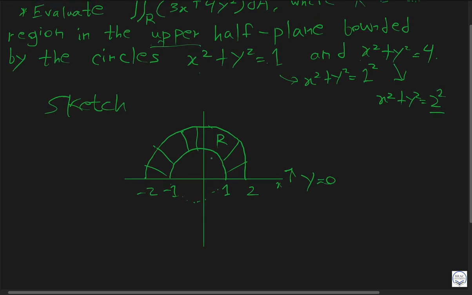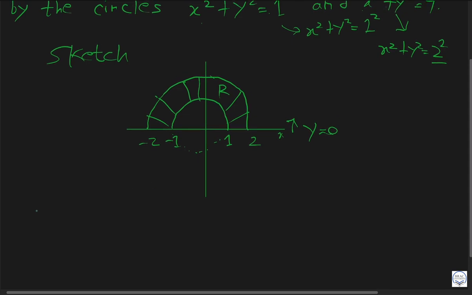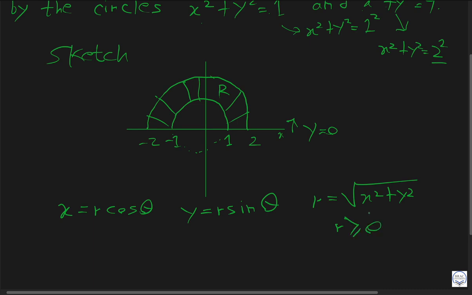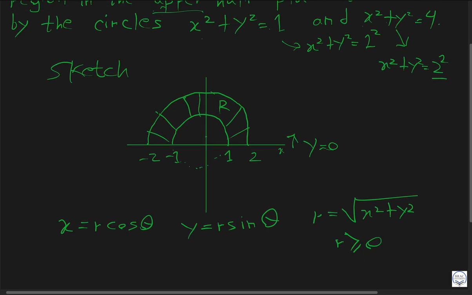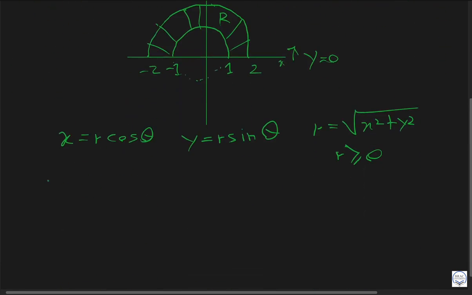Now, this sort of problem can be solved using Cartesian coordinates, like the x, y coordinates, but they are difficult to handle because with circular symmetry it's much easier to simply use polar coordinates. Polar coordinates are defined as x equals r cos theta, y equals r sin theta, and r equals the positive square root of x squared plus y squared. That means r is greater than or equal to 0. R is non-negative. R equal to 0 indicates that we are at the origin. Okay, so now let's try to solve this problem.